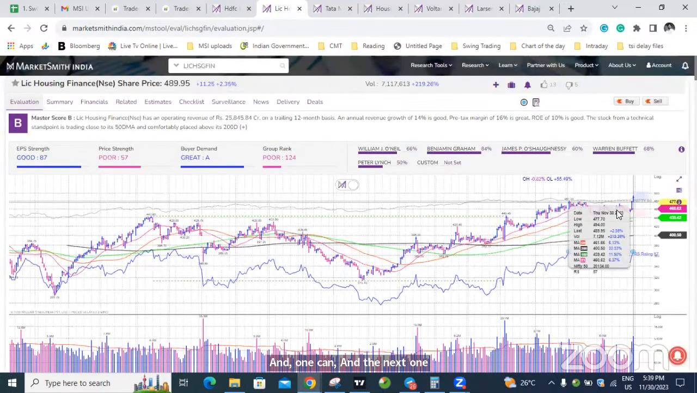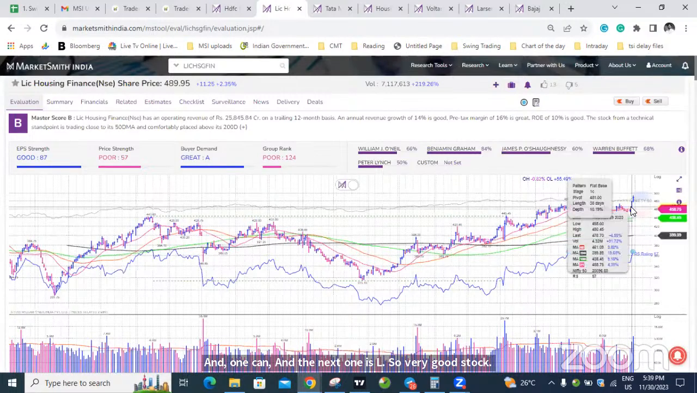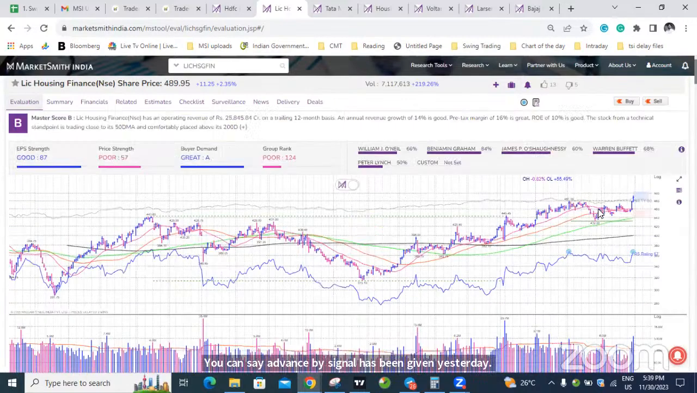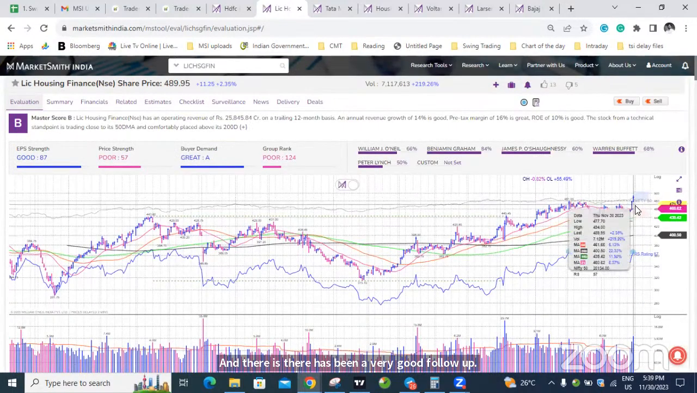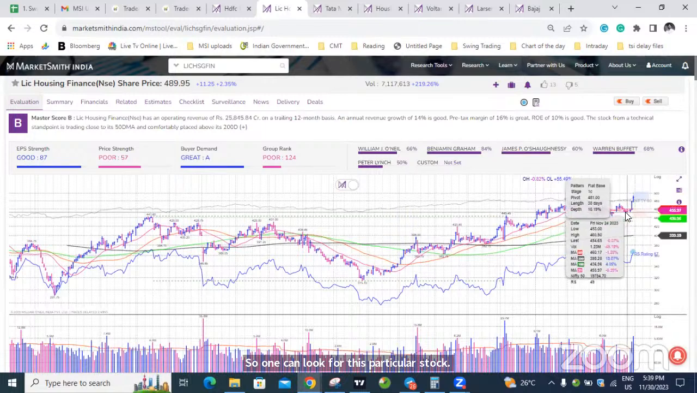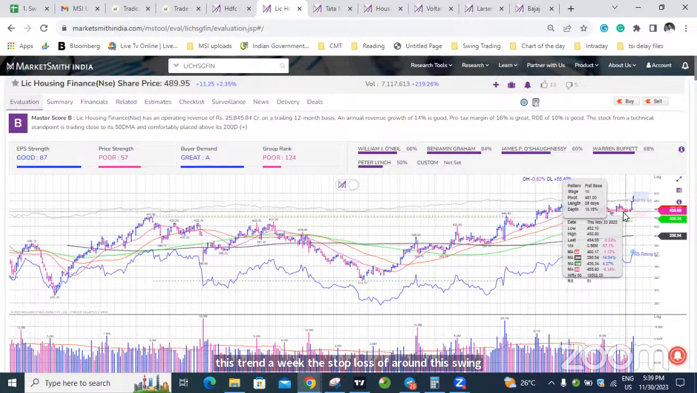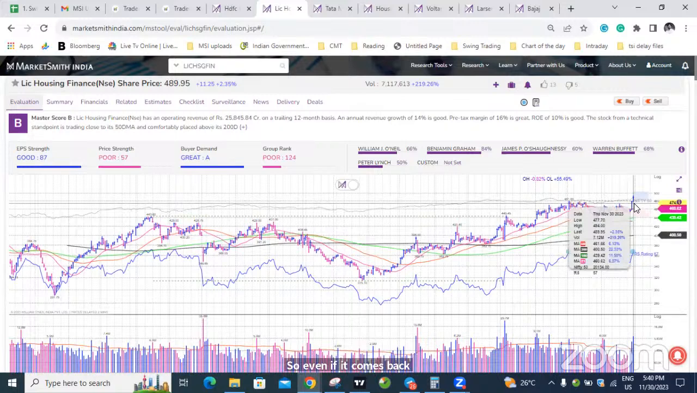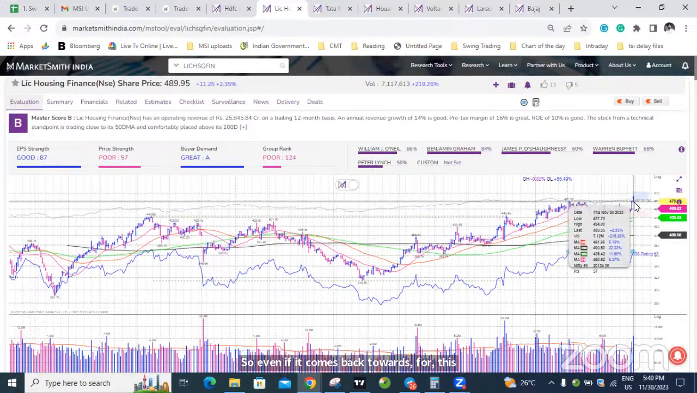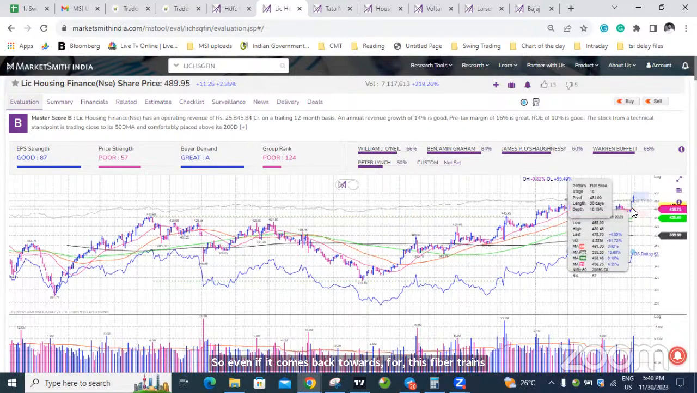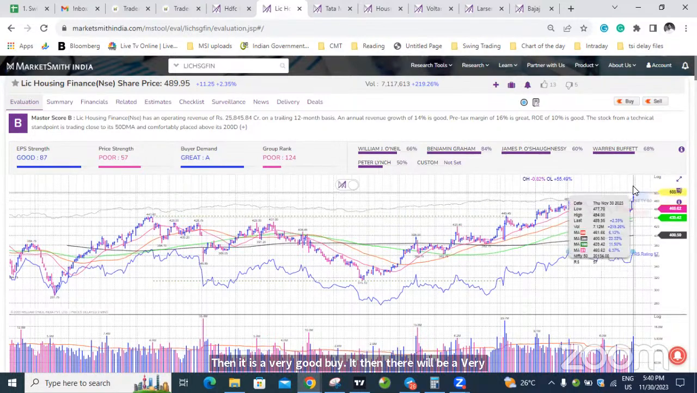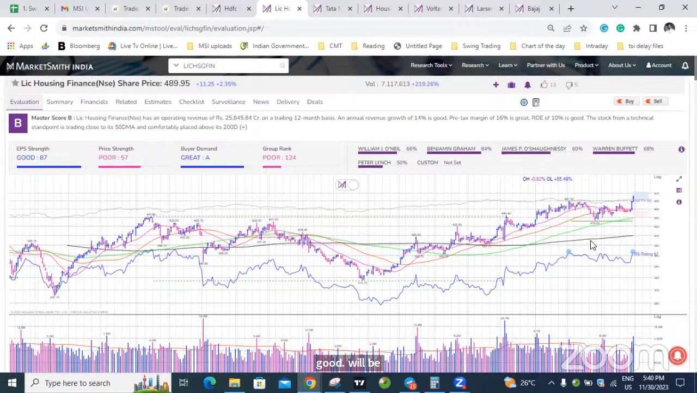Very good stock. Today it has given a very good breakout, and yesterday also it gave a downward sloping trend line breakout. We can say an advanced buy signal was given yesterday, and there has been a very good follow up. One can look for this particular stock and ride this trend with the stop loss around this swing low, that is around 455, 450 level. Even if it comes back towards this pivot range, around 480, 470 level, then it is a very good buy. The risk reward will be favorable, and one can ride this trend in this particular stock.